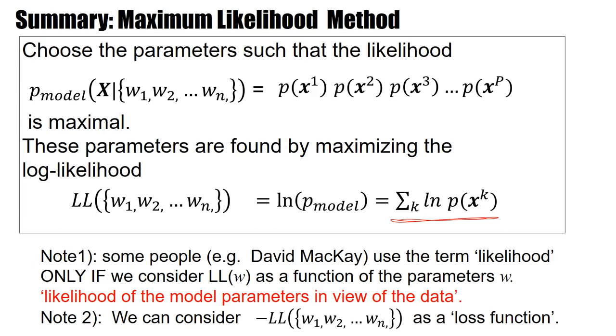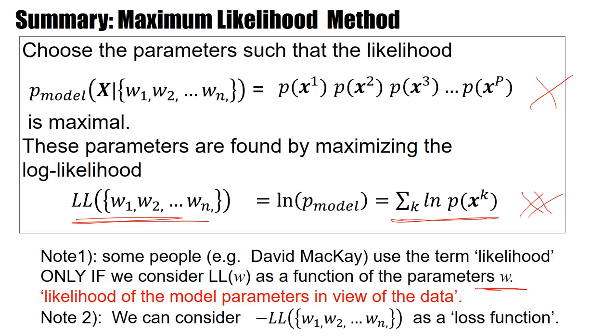Two notes. The first note is that some people use the term likelihood in a more restrictive fashion. They would call only this likelihood, the likelihood, if you consider the thing as a function of the parameters w. Whereas I have also called this here a likelihood. So it's the likelihood of the model parameters in view of the data in this case here.